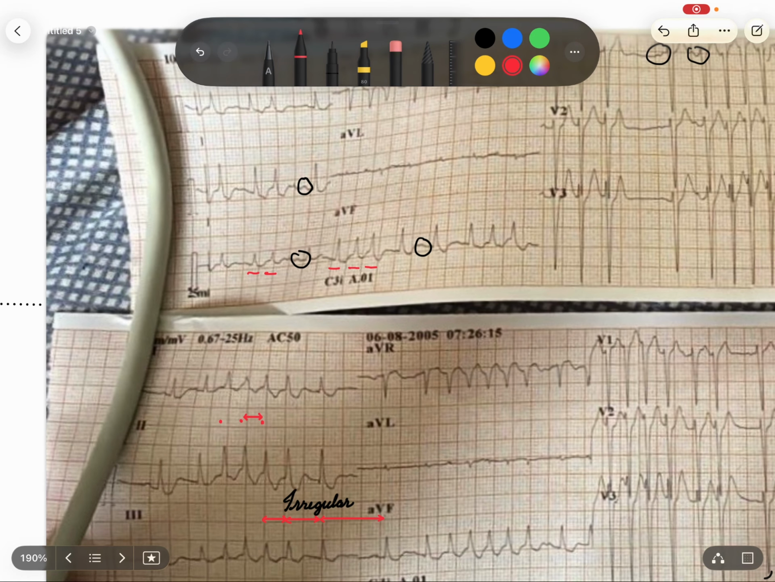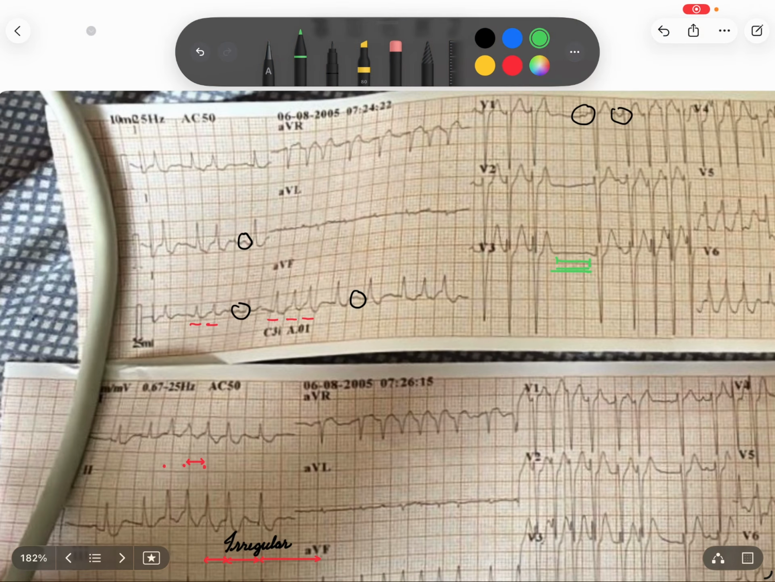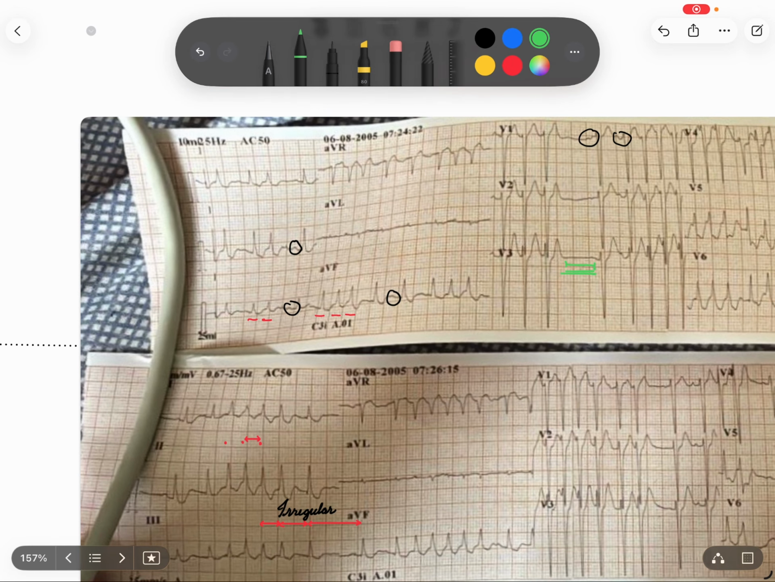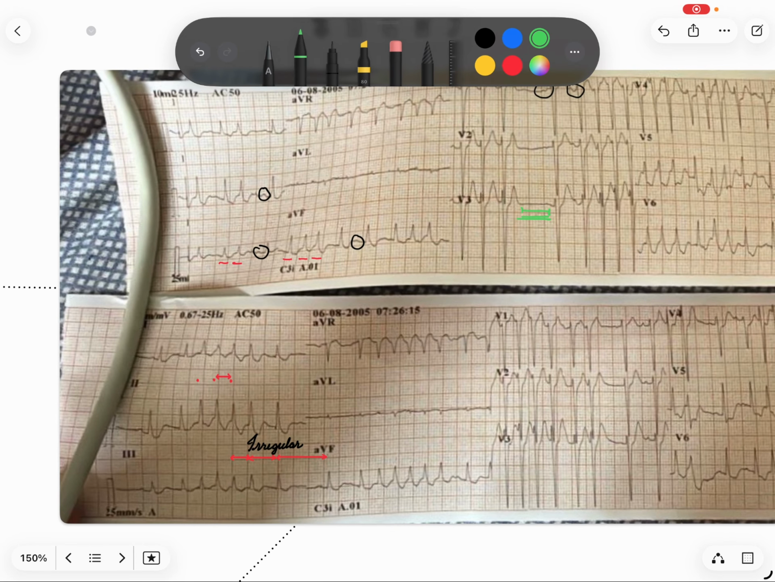One other important thing is to see if there is an isoelectric segment in the ECG, which is this. If this is there, it is not atrial flutter, which is an important differential diagnosis for this, atrial flutter with aberrant conduction, because it is irregular. But anyways, going ahead, we can see that there are multiple P waves of different morphology. That is also an important point.